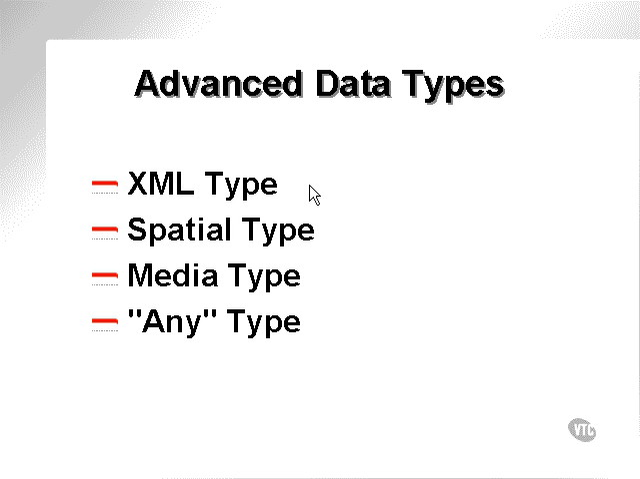There are some other advanced data types. An XML data type can be used to store an XML document or object. Spatial data type is used to store geometric type data for use in GPS systems. Media type is used to store media, multimedia. And ANY data type is really a generic data type for storing anything.